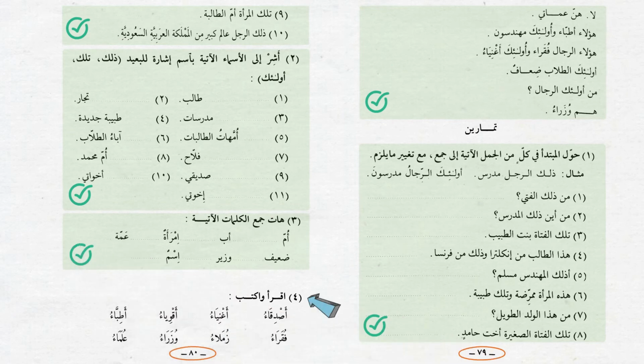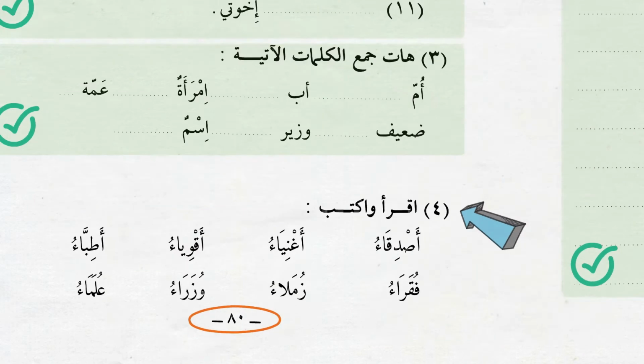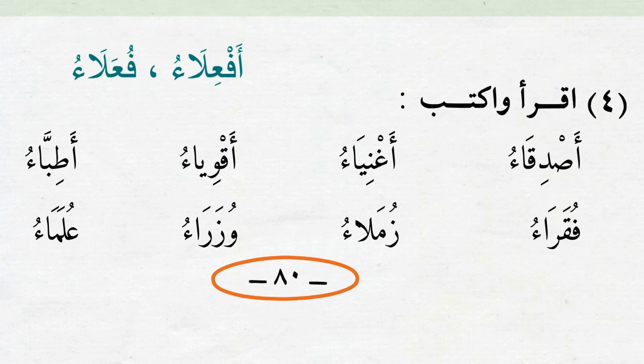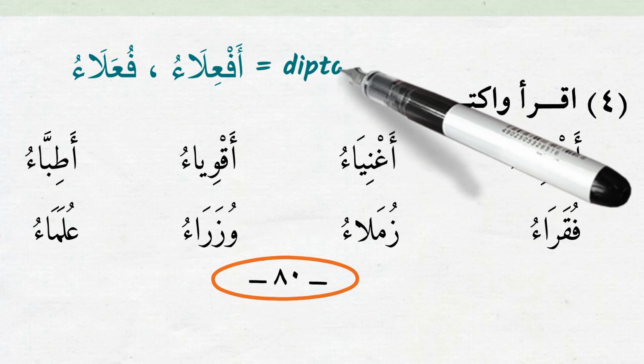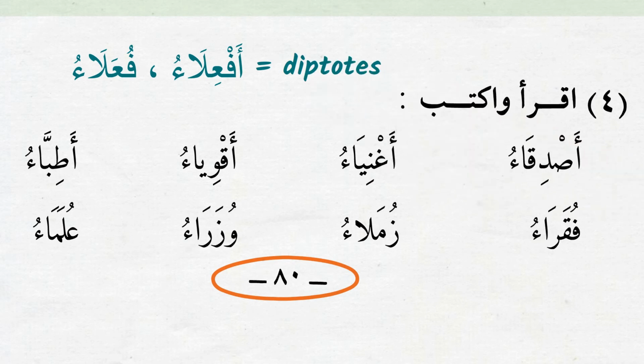At the bottom of this page in exercise 4, Dr. Abdul Rahim has listed several Jam'ut Taksir words that end with a single dhamma instead of tanween dhamma even in their nakira form. Out of many patterns we learned, the two Jam'ut Taksir patterns af'ila'u and fu'ala'u belong to a special category of ism which we call diptotes. We talked about these two patterns before in our episode for part 4 of this lesson.